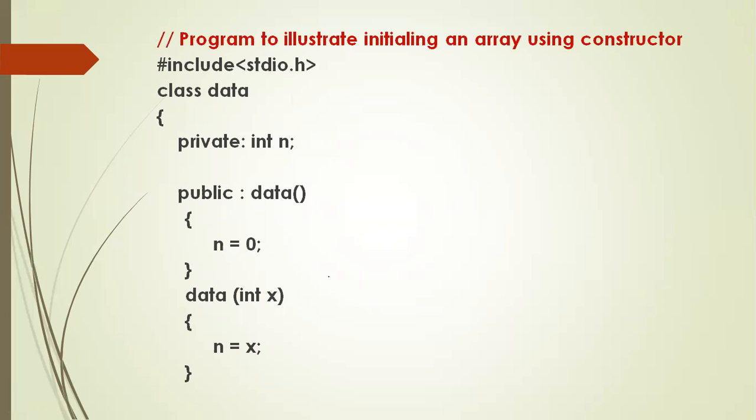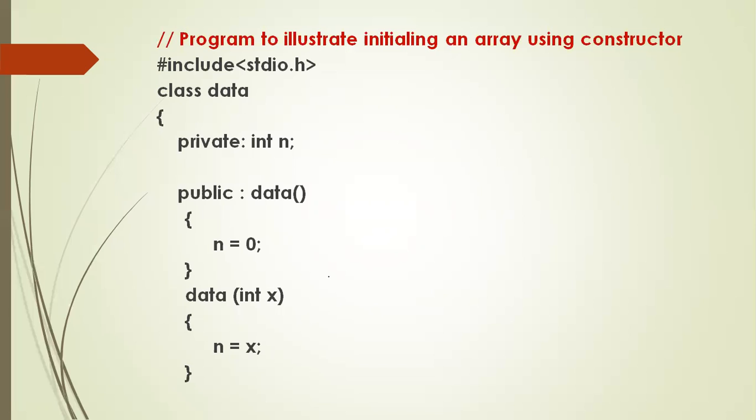Now, I will take one more example which illustrates the advantages of constructor overloading. That is how to initialize an array using a constructor. So, class data, private int n. This class data has one private member called n of integer type. Then public data, open the bracket, close it. This is a constructor. In the first constructor, I am initializing n equal to 0. The first constructor is a constructor without argument. It's also called a default constructor.